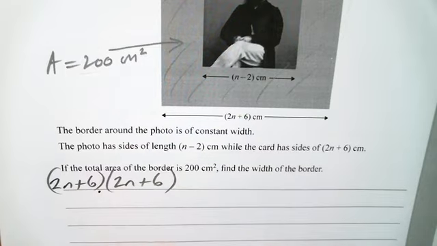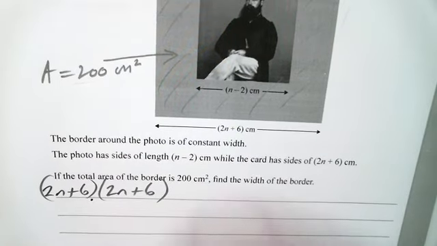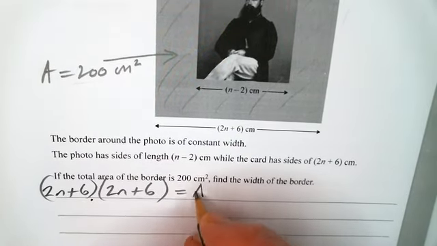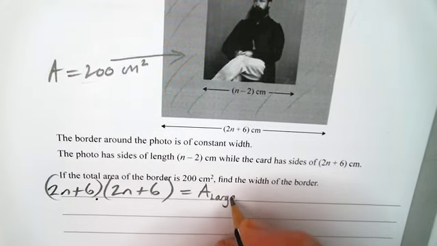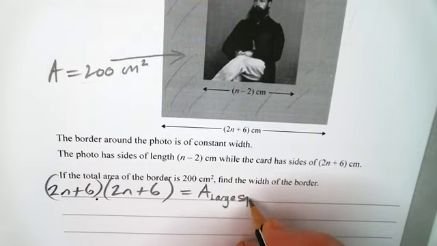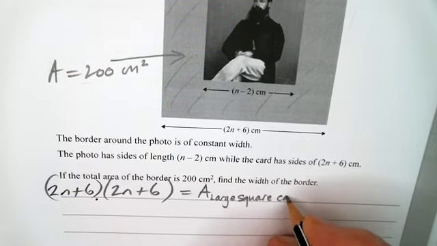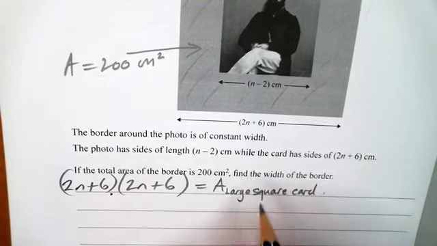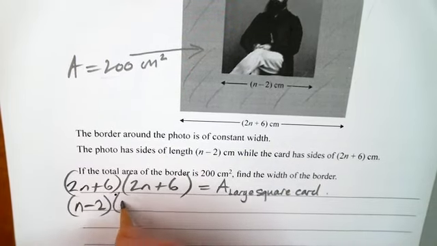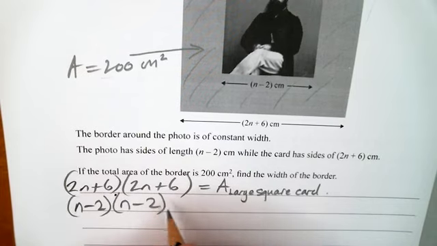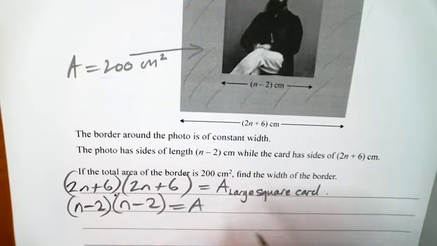By the way, you really should say what you're doing when you do it. So this is going to be equal to the area of the large square card. It's probably a good idea to do that. And then we've got the inside bit, the area of the photo, which is just going to be n minus 2 times n minus 2. You could have just gone n minus 2 squared, but I'm actually going to use this in a moment. It's equal to the area of the photo.